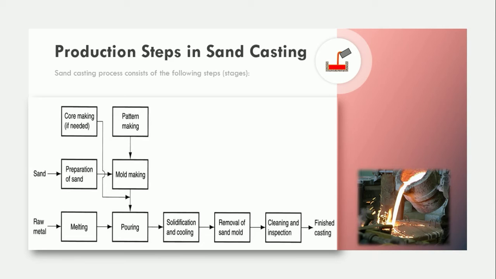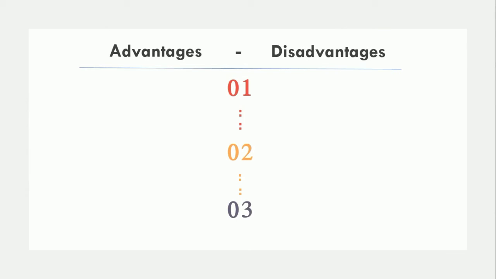So this is all about the 7 major steps we have to use while producing any product by means of sand casting. So by this you get a finished casting product. Move to the advantages and the disadvantages of the sand casting process. At first, let's focus on advantages.